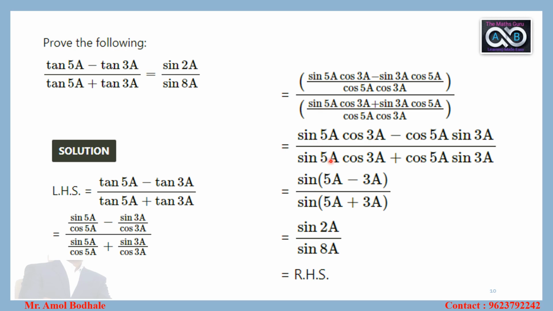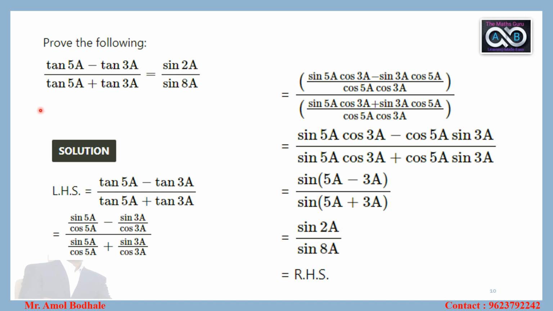Similarly, sin 5a cos 3a plus cos 5a sin 3a. Now we know this is exactly the expansion. It is the expansion of what? Sin of 5a minus 3a upon sin of 5a plus 3a. That is 5a minus 3a, which is 2a, and 5a plus 3a, which is 8a. So we get the required RHS.